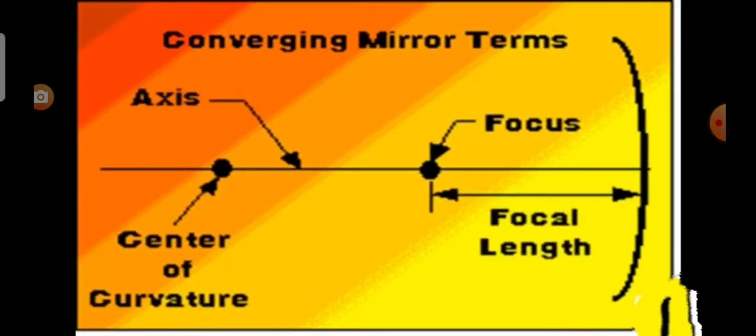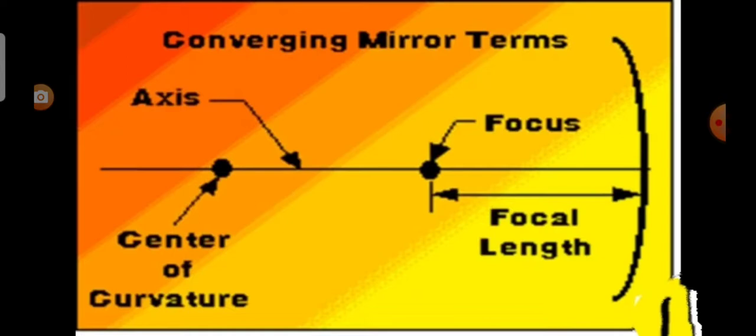Now we see about the terms related to spherical mirrors. Center of curvature: it is the center of the sphere from which the mirror is made. It is denoted by the letter C in the ray diagrams. Next one is pole. It is the geometric center of the spherical mirror. It is denoted by the letter P. Radius of curvature: it is the distance between the center of the sphere and the vertex. It is shown by the letter R.